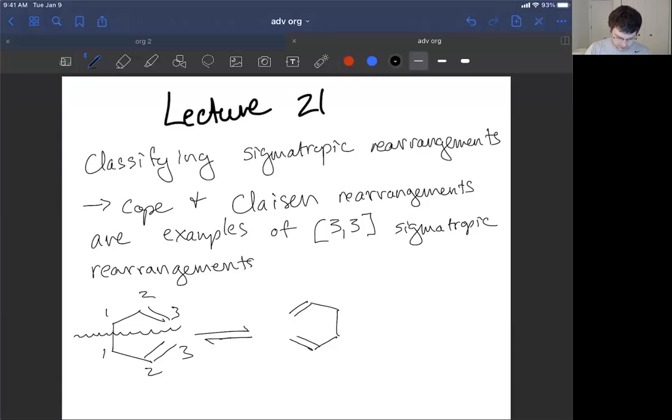That is to say, I've cut across here because this is my sigma bond broken. And the other side, these are the 2 atoms where sigma bond forms. So you count the atoms on either side, and you could get different numbers too. And I think you typically go lowest to highest.